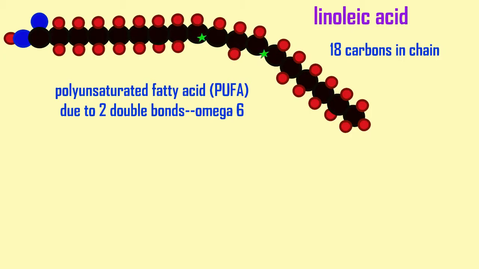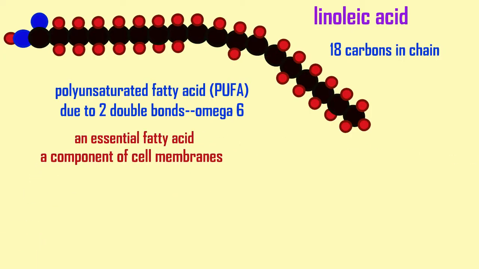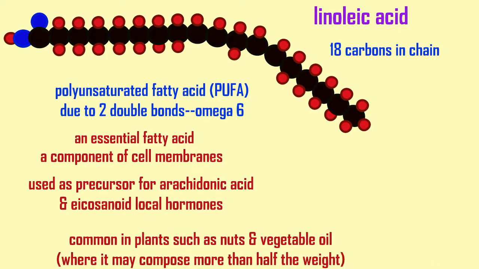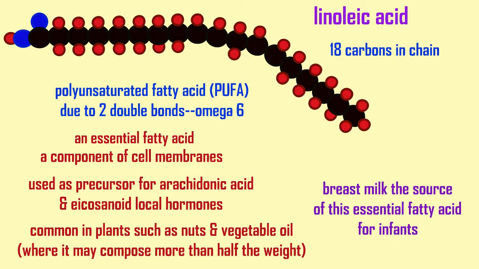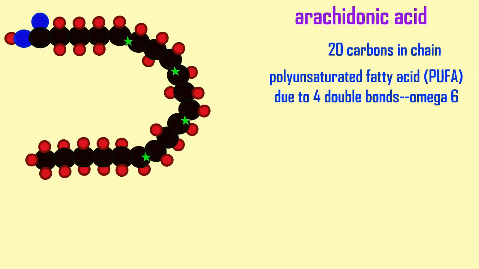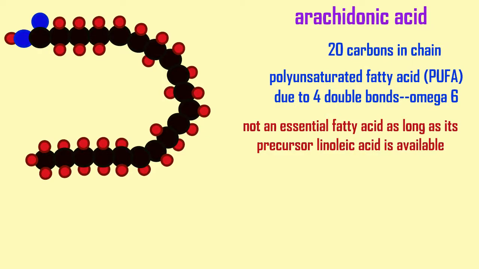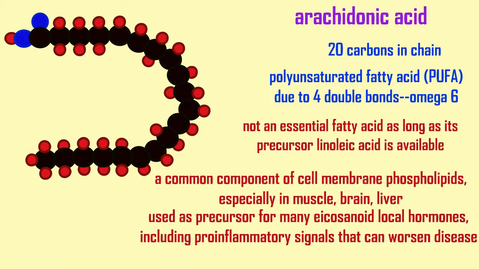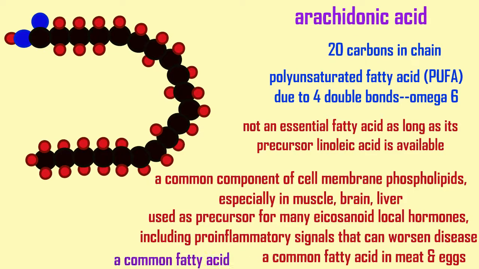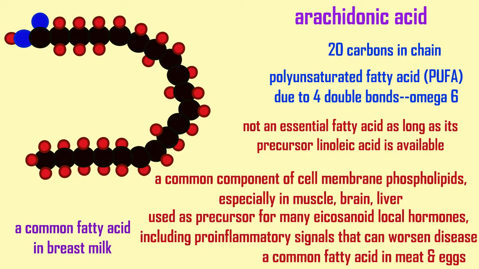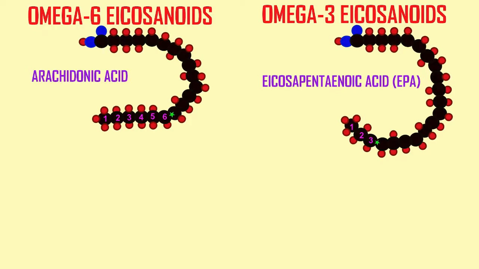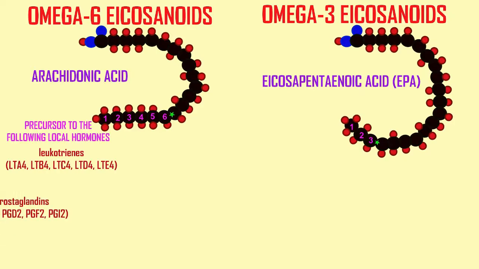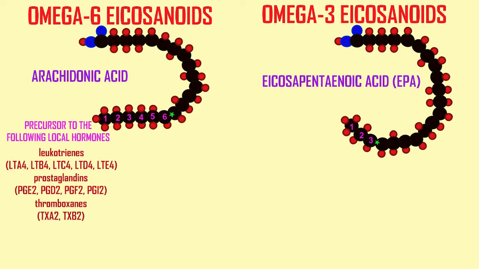Linoleic acid, which is an essential fatty acid which must be included in the diet, can serve as a precursor to make arachidonic acid, which also can be found in the diet, especially from sources which contain meat. And arachidonic acid can then be used as the precursor to a number of these local hormones. Many have a pro-inflammatory effect and in excess would cause an increase in the predisposition to diseases such as heart disease and asthma.